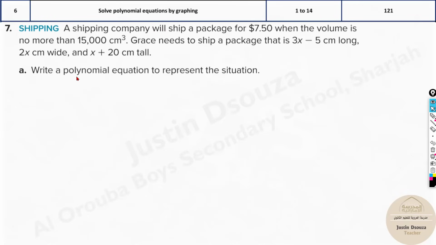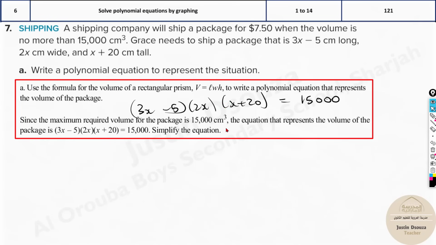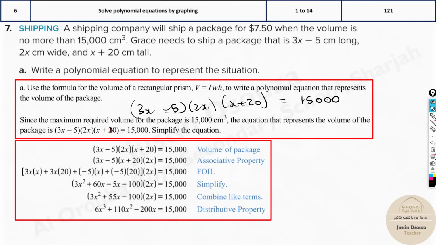The first one, write the polynomial equation to represent the situation. So what we need to do is we need to find the volume, right? No more than this. So first let's write the dimensions. It's 3x minus 5, 2x, and x plus 20. This should not be more than 15,000. Maximum it can be equal is 15,000. So this is what represents this particular situation. And now next one is solving.